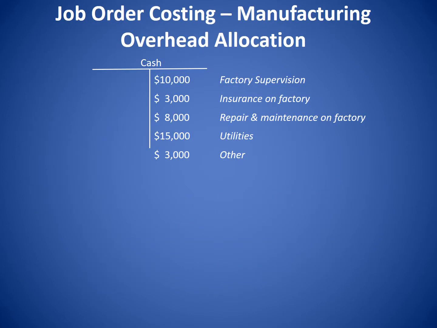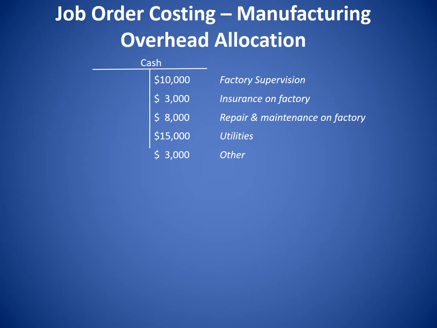Okay, now we're going to talk about job order costing, manufacturing overhead allocation. You'll remember from our previous job movements, we talked about direct material being charged to a job, direct labor, and then also overhead being charged to a job, or more accurately, overhead being allocated to a job. Now let's assume that we've incurred these overhead expenses. I'm paying cash for factory supervision, insurance on factory, repair and maintenance, utilities, and other. These are all cash entries, so they're credits.